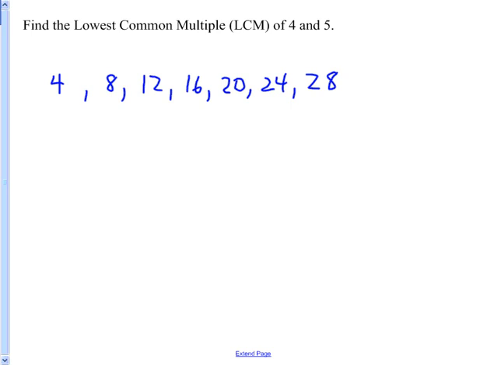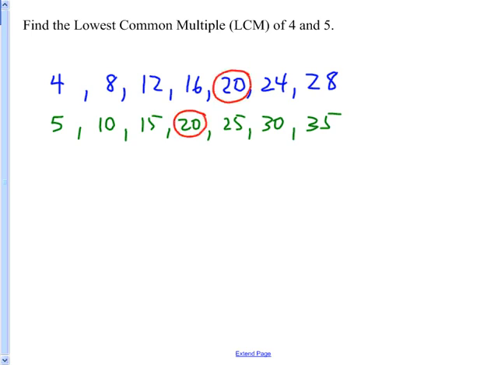All these numbers are multiples of 4. Multiples of 5 would be 5, 10, 15, 20, 25, 30, 35, and so on. The lowest common multiple is the smallest number that is shared by both. So if we look at these two lists, the smallest number that is shared by both would be 20. Now this method of finding the lowest common multiple, although it can be used all the time, can be inefficient in terms of you have to list all the numbers. But that's what a multiple is.